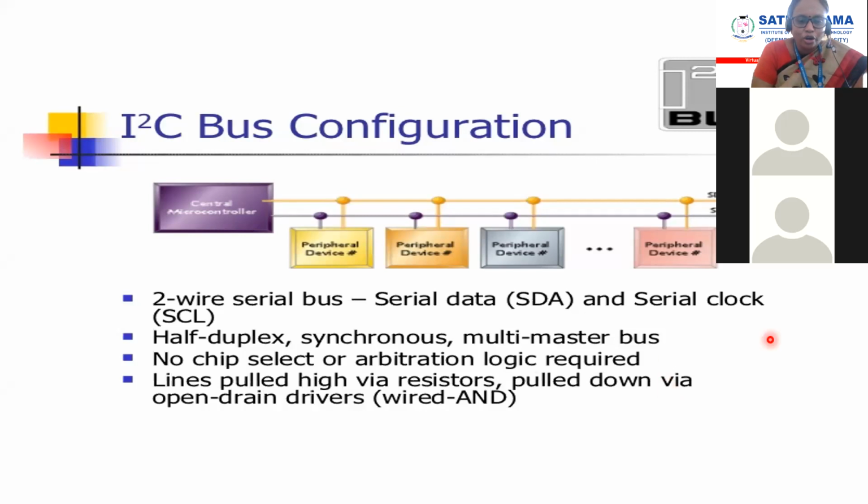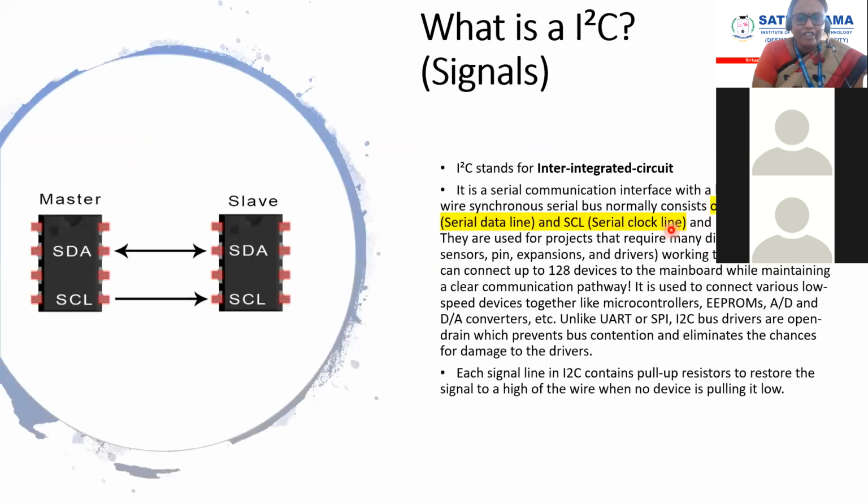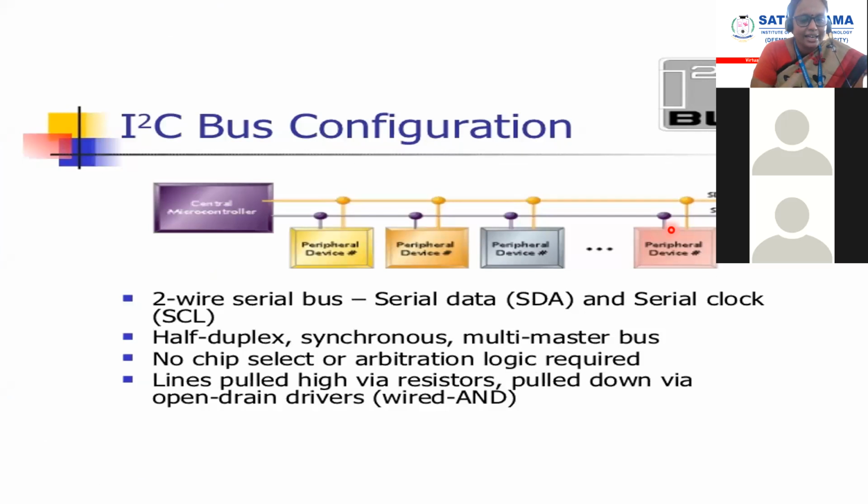So here also, you just see this is my I2C bus configuration. So you have seen my central microcontroller or master microcontroller. We have only two wires. What are the wires? One is the serial data line and another one is the serial clock line. You all understand? We have only two lines, serial data line and serial clock line. And peripheral devices, I can use all the peripheral devices like that.